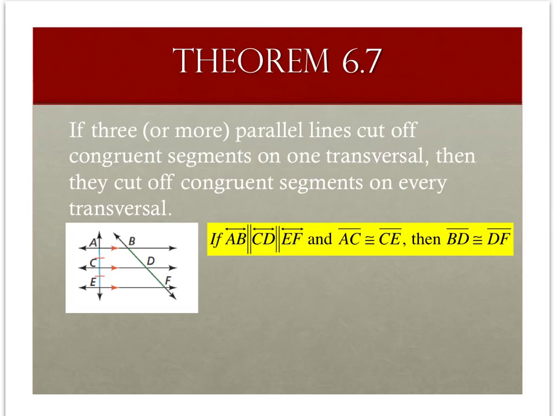We're going to talk about Theorem 6.7. If 3 or more parallel lines cut off congruent segments on one transversal, then they cut off congruent segments on every transversal. So here's what we're saying. I've got 3 lines that are parallel. I've got A, C, and E. All these lines are parallel, A, B, C, D, E, F. And AC is congruent to CE. So therefore, we know that BD is congruent to DF.